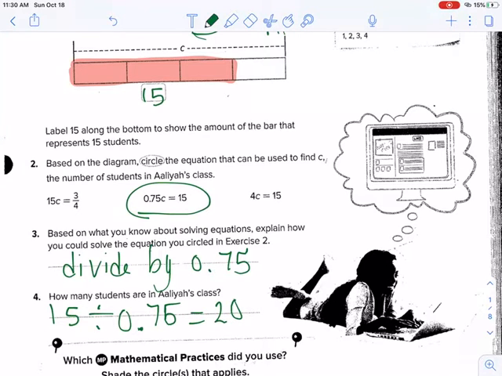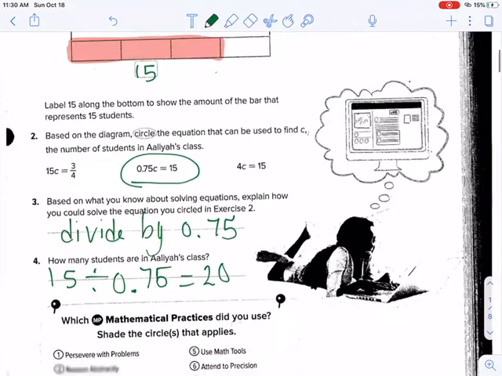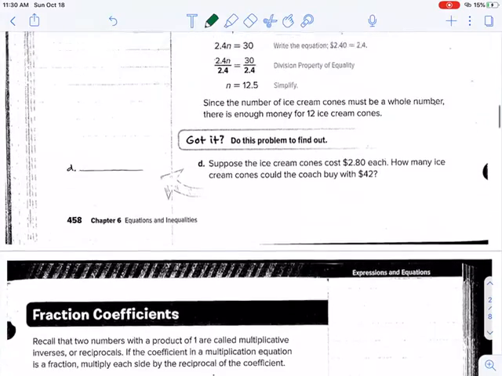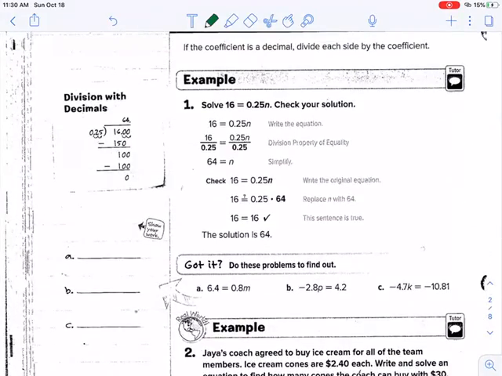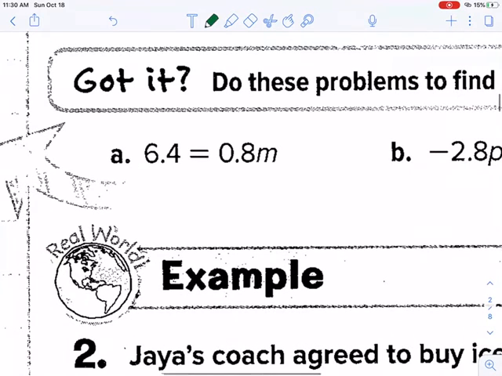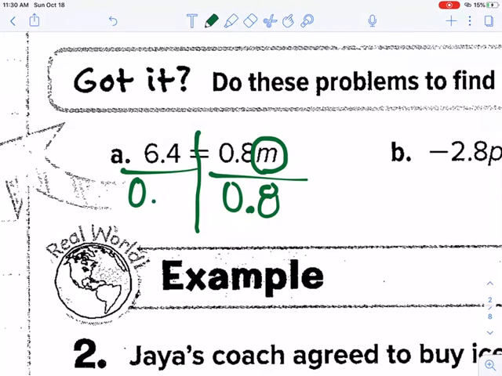Which makes sense. 15 was a piece of the class. So the class should be a bigger number. All right, let's move on to the next page, 458. These are decimal coefficients. Again, you can use a calculator. So I'm going to draw my line down just like we did the last 2 lessons. Circle M. This is multiplying by 0.8 or 8/10. So the inverse would be to divide by 8/10. So go ahead and divide. And you should get 8.